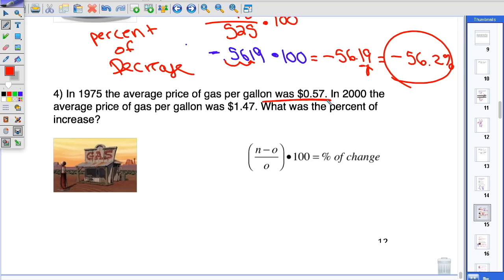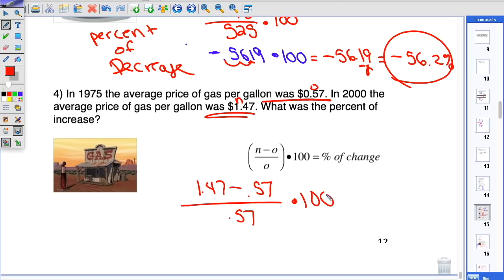So the 57 cents is your old amount. The new amount is $1.47. So it's $1.47 minus 57 cents divided by 57 cents times 100. Subtract, and you get 0.9 or 0.90. Divide by 0.57 times 100.